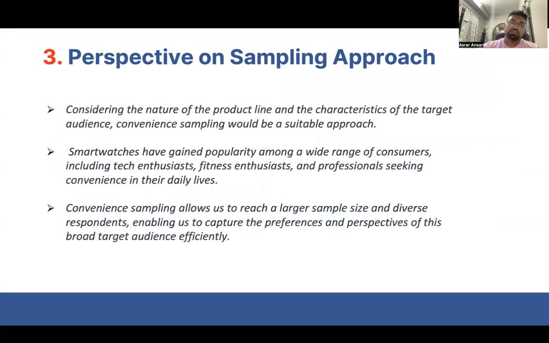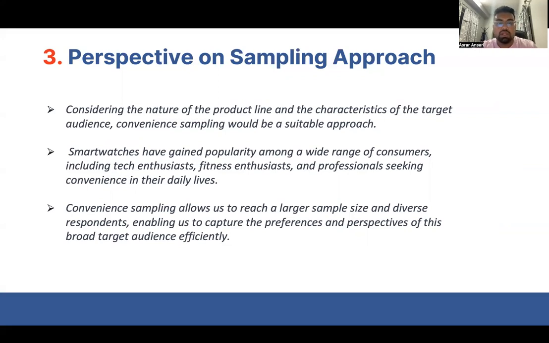So why have I chosen this sampling method? Considering the nature of the product and the characteristics of the target audience. As we know, the people who use the smartwatch are mainly tech enthusiasts, fitness enthusiasts, football players, or gymmers. They use this smartwatch in their daily life, so we know who they are and we can easily filter them, go to them, and ask what their basic needs are.